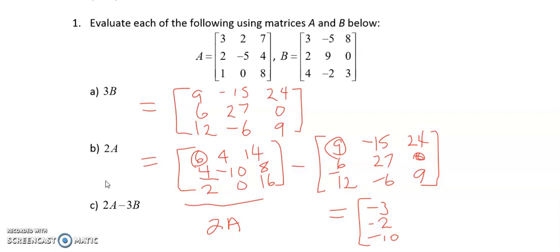4 subtract negative 15 is the same as 4 plus 15, so that's going to become 19. And negative 10 subtract 27 is negative 37. Actually pretty straightforward. 0 subtract negative 6 is positive 6. 14 subtract 24, negative 10, I do believe. And then 8 subtract nothing is 8. And 16 subtract 9 will give you 7, and there is your result.